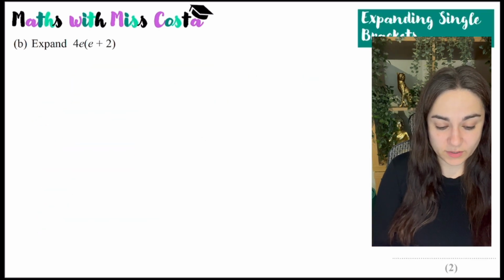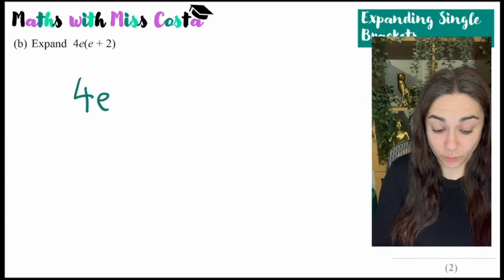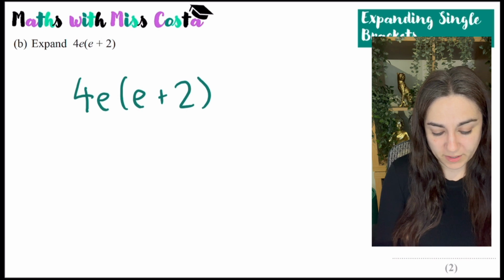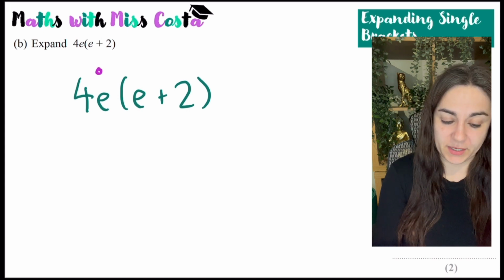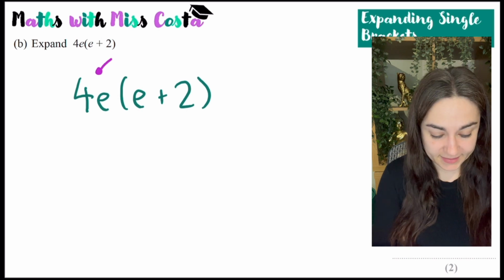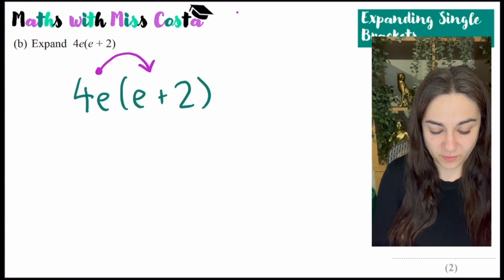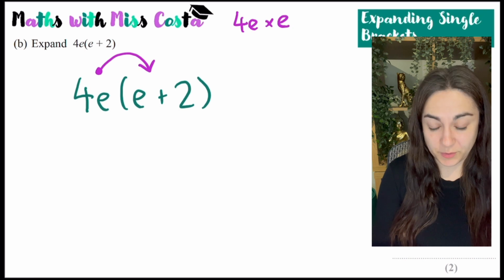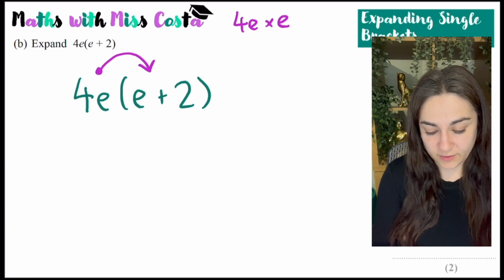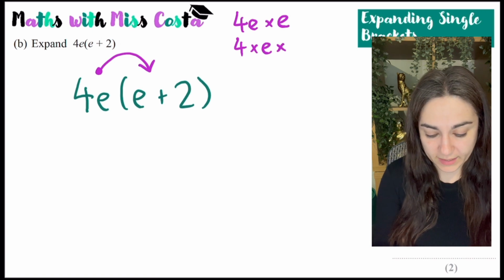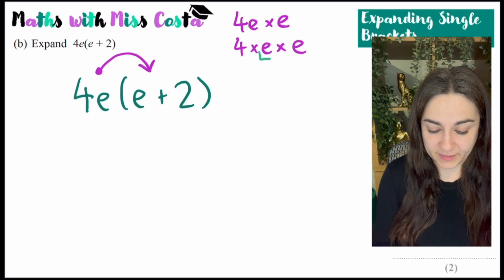Over here, we've got expanding single brackets. So I've got 4e multiplied by e plus 2. When I'm expanding brackets, I am multiplying the term on the outside by each term on the inside. So first I'm doing 4e times e. And you can do some separate working on the side. What does 4e mean? It means 4 times e. So that means 4 times e times e.